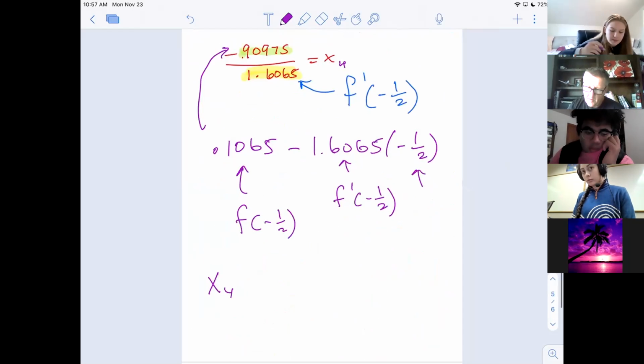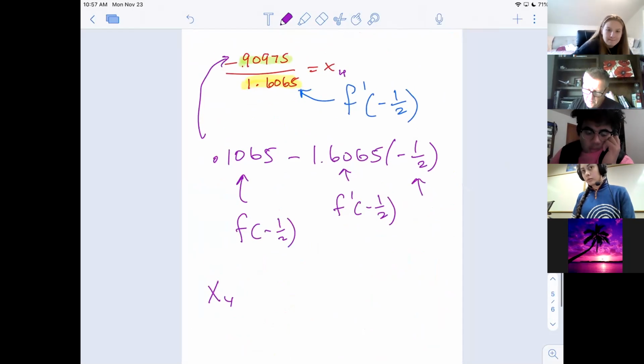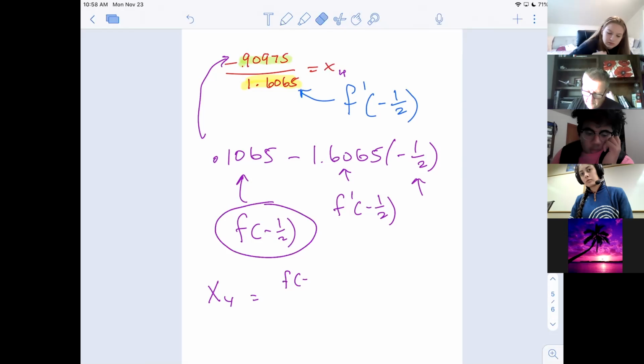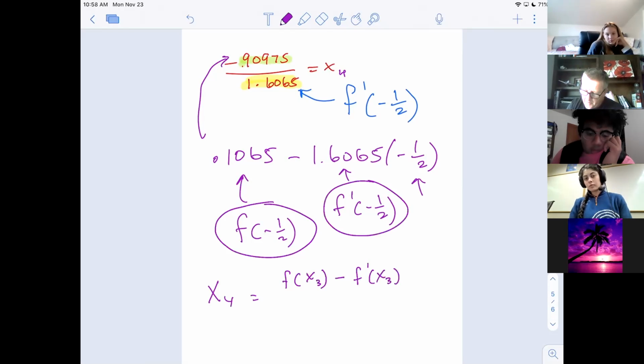So to get x4, we took the numerator, which was this statement, except instead of saying x -1/2, I'm going to say x3. And then it was minus f prime of that value, that was this right here, multiplied by the value itself. Isn't that right?